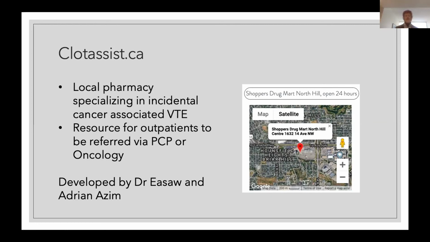This was a program developed by Dr. Esau and Adrian Azim. It's open 24 hours, although their hours might be a little bit reduced right now with COVID going on. But it's generally open 24 hours a day. And this pharmacy will see patients with incidental PEs, start them on low molecular weight heparin. They'll actually order the follow-up blood work to make sure these patients don't develop HIT, and then they can be referred on to Tom Baker or follow up with their primary oncologist.